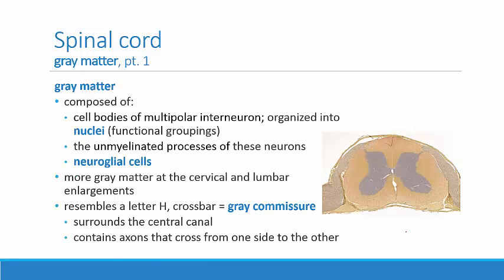Okay, so the gray matter is composed, of course, of the cell bodies and any unmyelinated processes, unmyelinated axons and the dendrites. And it's also where we find the neuroglial cells. And of course, where the cervical and lumbar enlargements are, there's also more gray matter in those regions as well.